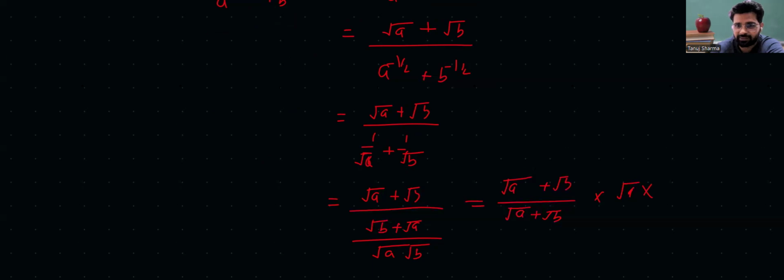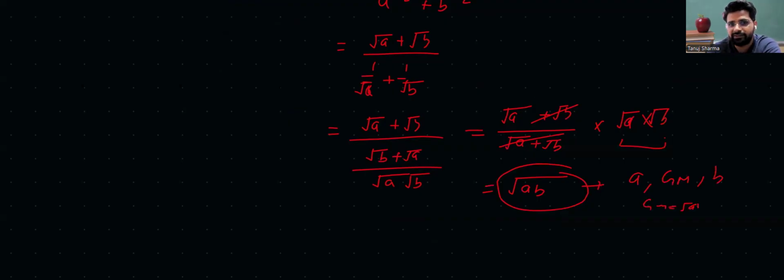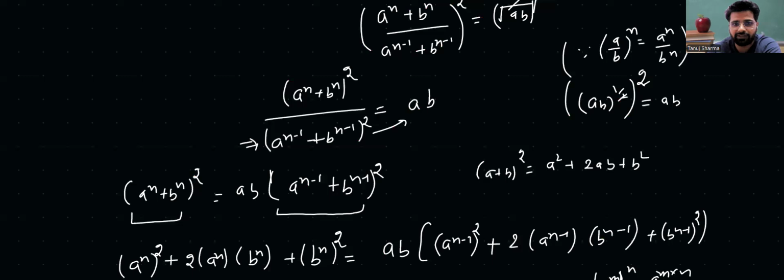So this is going to be cancelled out and we get root of ab. Originally we know that if GM is between the numbers a and b, then GM is equal to root ab. So our calculation is absolutely correct and we got the value of n equal to half. I hope you understood this. We used a lot of exponent rules and calculation to find this out. Thank you.